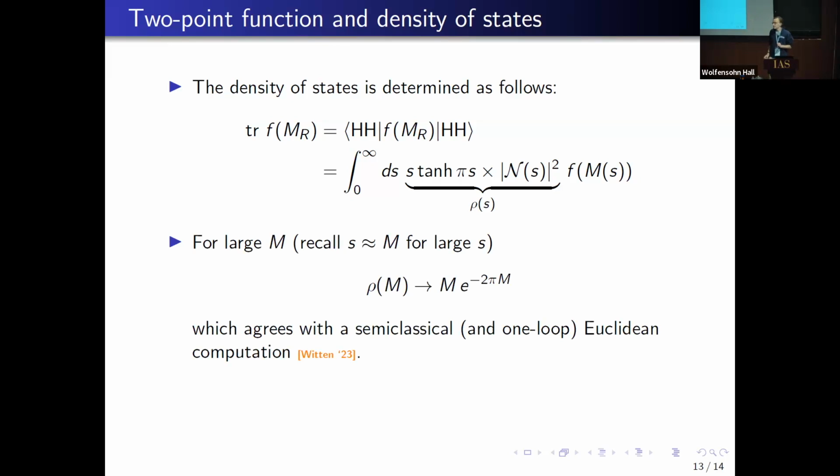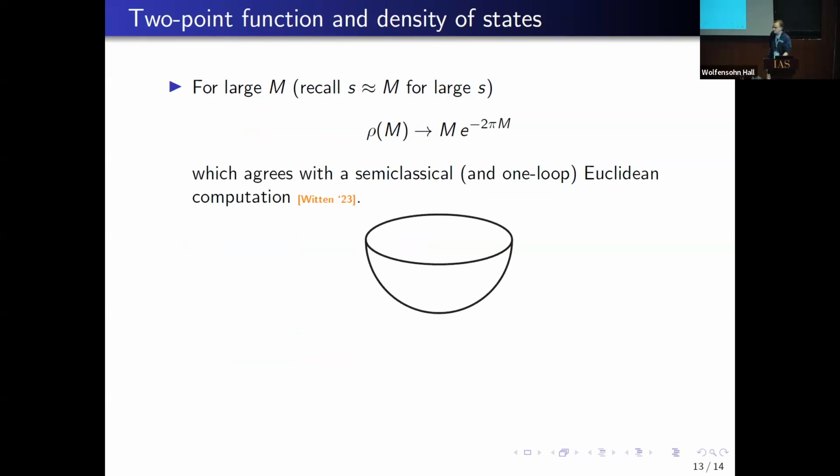So now let's evaluate this density of states in the large mass regime. So basically, due to the 1 over cosh pi s squared, when the mass is large, you get an e to the minus 2 pi m. And then from this Plancherel measure, you just get a factor of the mass. And this agrees with the semi-classical and one-loop Euclidean calculation that was recently discussed in a paper by Witten.